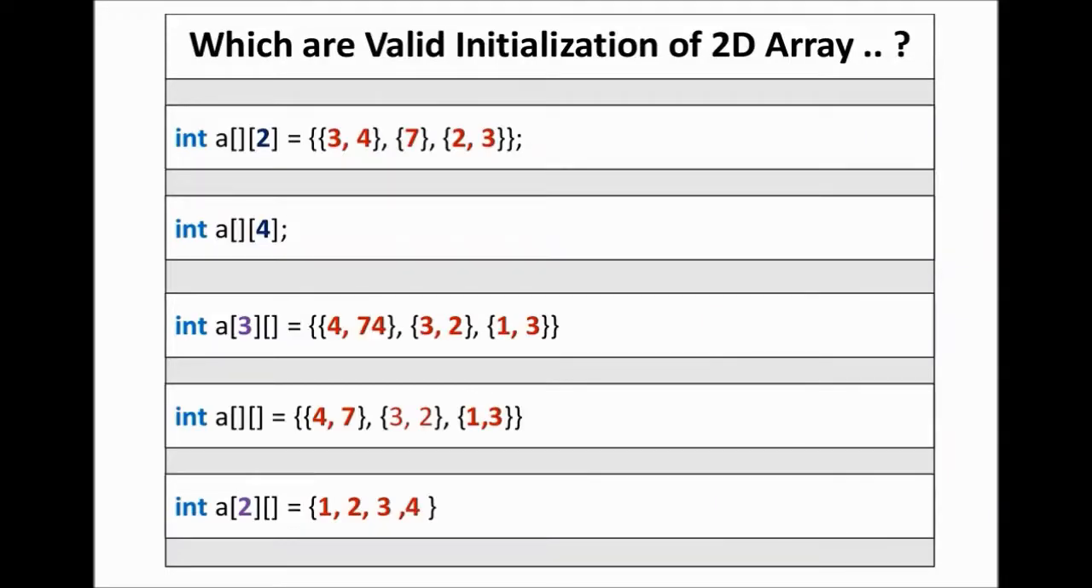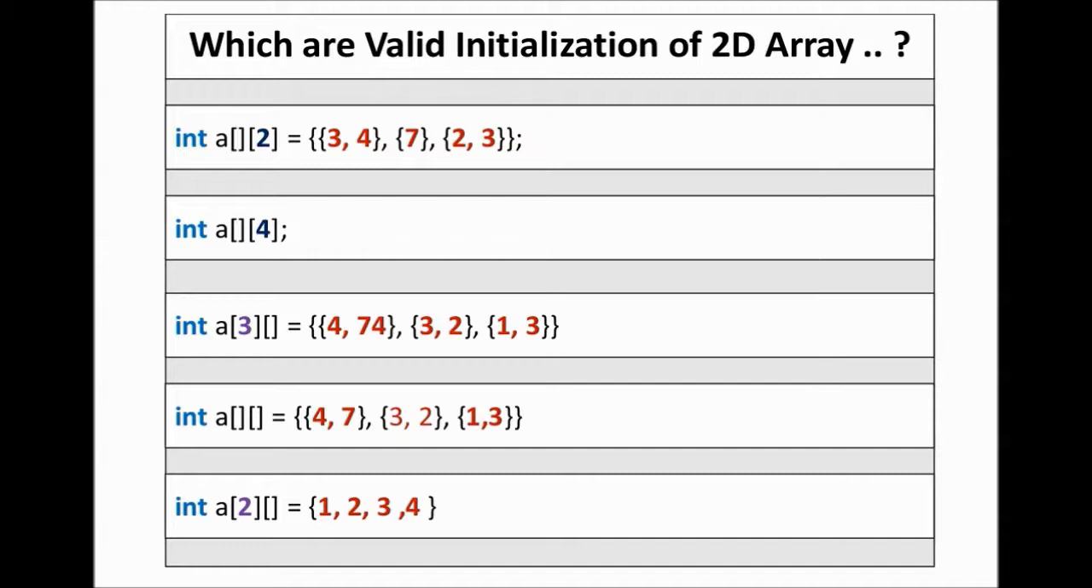So here is a small quiz: which are valid initializations of 2D arrays and which are not. The first one is int a, and we did not give the size of rows, and we give the size of the column, that is 2, and we enter the values {3, 4}, then another set of curly braces {7}, then another set of curly braces {2, 3}.